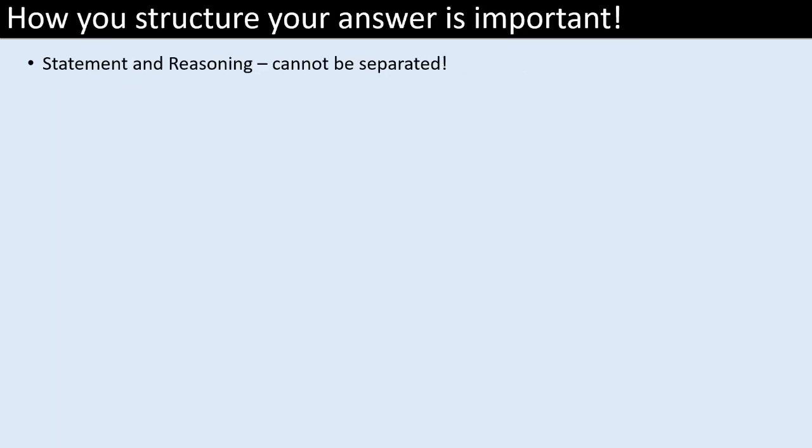So, how do we structure our answer? For every statement that we give, we must give some reasoning. So if I say that two sides are equal, I've got to say why I think they are equal. Okay? So, let's take a look at our first main question to do with congruency and see how we go through it.